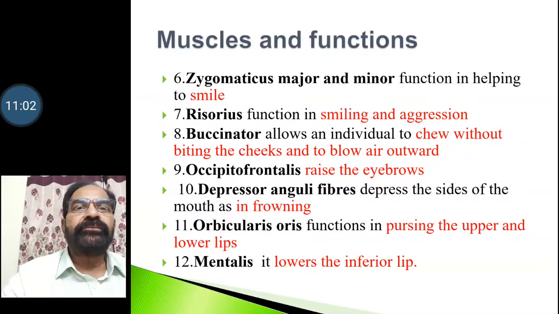Depressor anguli oris fibers depress the sides of the mouth as in frowning. Orbicularis oris functions in pursing the upper and lower lips. The mentalis muscle helps in lowering the inferior lip.